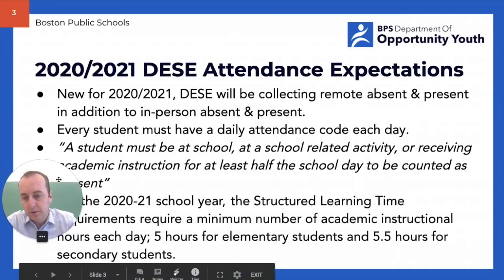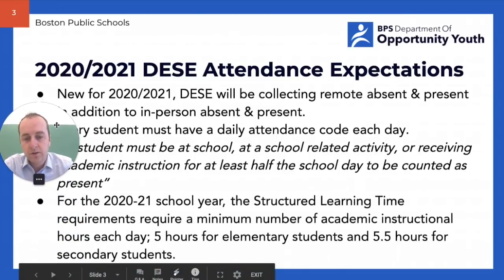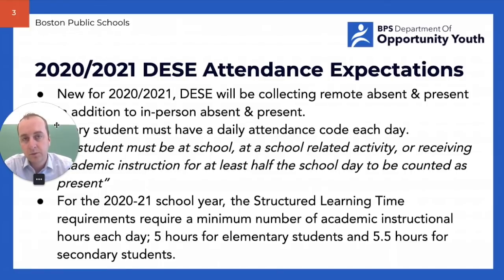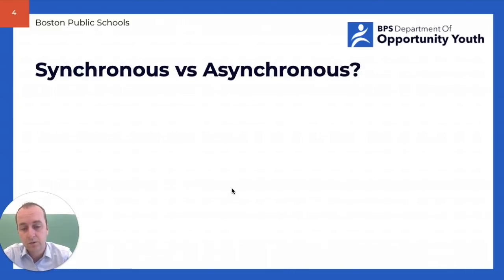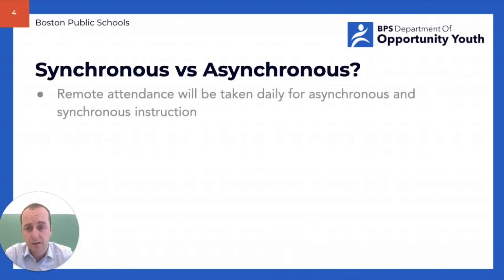For the 2021 school year, the structured learning time requirements are also restored so that a student has to have 5 hours of academic instruction at the elementary level and 5.5 at the secondary level. Now, recognizing that this will look different with asynchronous and synchronous, I want to talk a little bit about how we determine all of those expectations and whether or not a student was present when we have a hybrid of synchronous and asynchronous or independent activities.